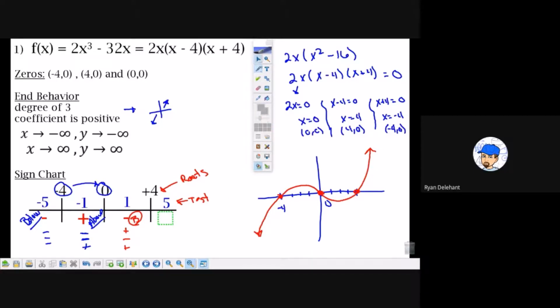Test the last one just to be sure that everything matches up. So we plug in the 5. The first multiplication is positive. 5 minus 4 is a positive. 5 plus 4 is a positive. So everything's positive. So we get this positive, that means we're above.